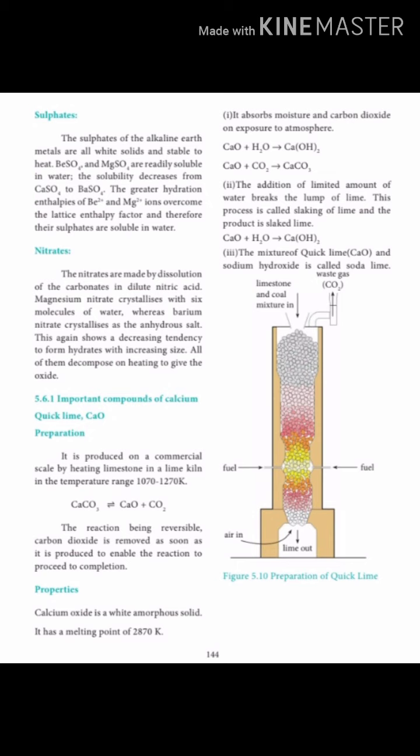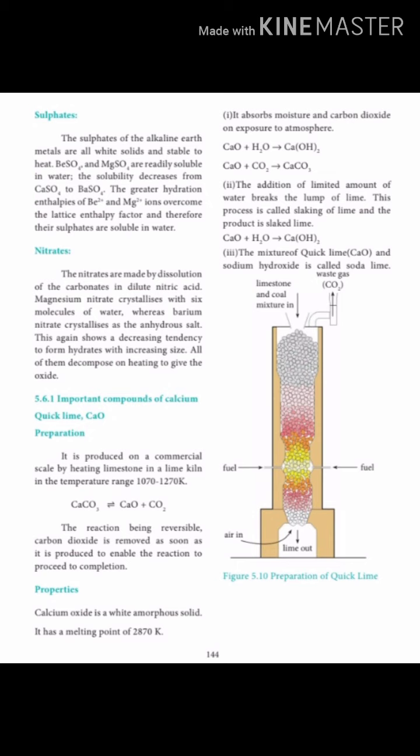See the diagram. First of all, limestone and coke mixture is fed in for the preparation of quicklime. The waste gas, carbon dioxide, is removed at the top, along with fuel gases and air, and lime comes out. This is the process of preparation of quicklime from limestone. Calcium oxide reacts with silicon dioxide to give the product calcium silicate.